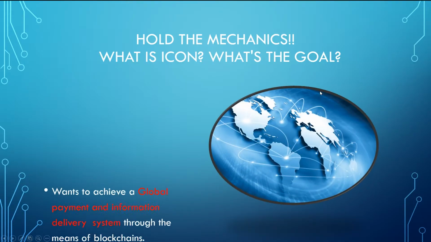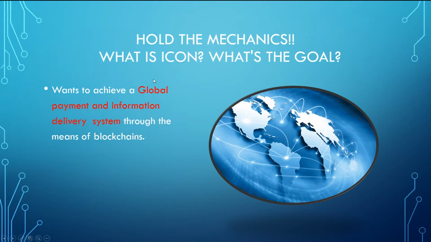So basically, Icon wants to achieve a global payment and information delivery system through the means of blockchain technology. It wants the information between various institutions to be instantaneous. So they want institutions to receive information from each other almost instantly.